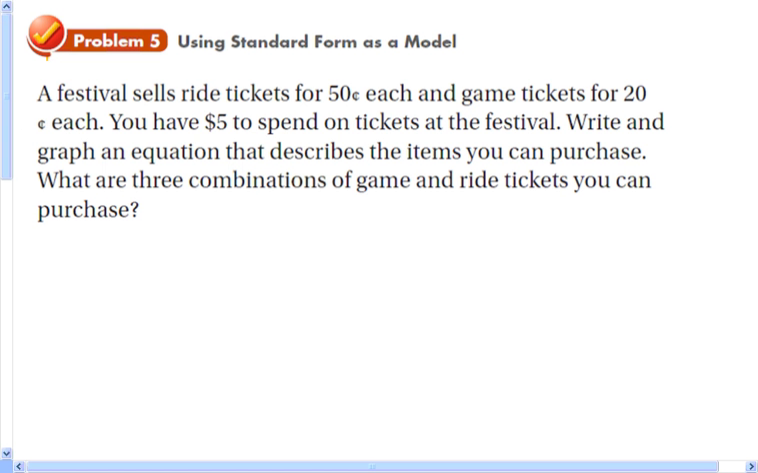All right, one more problem. A festival sells ride tickets for 50 cents each and game tickets for 20 cents each. You have $5 to spend on tickets at the festival. Write and graph the equation that describes the items you can purchase. What are 3 combinations of game and ride tickets? So we're going to use a graph to help us do this. And I'm going to set up some variables here. I'm running out of time, so I need to pause it, and I'll explain it after I do that.